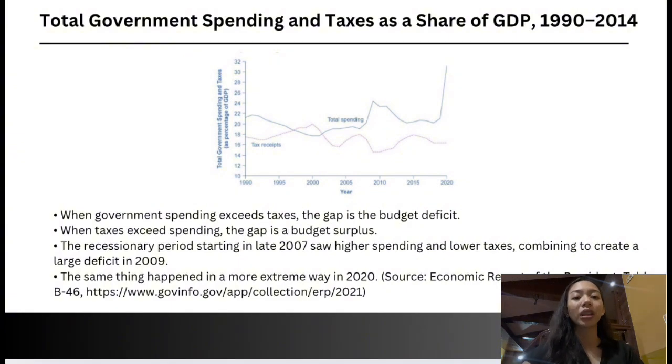So a budget deficit increases the national debt. If the government runs a budget surplus, it can reduce the national debt. The national debt grows as the government borrows money to cover its spending.